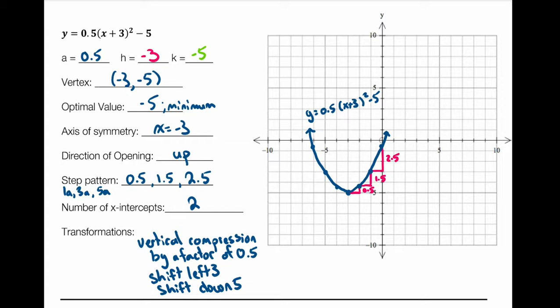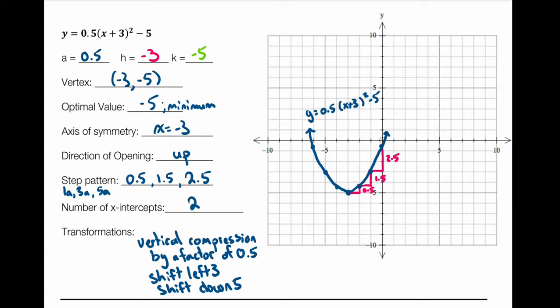For the number of x-intercepts, if we plotted our vertex -3, -5, and then saw that the direction of opening was up, that tells us that we're going to cross the x-axis in 2 spots. So we'll have 2 x-intercepts. Our transformations, because our a value is a decimal between 0 and 1, we have a vertical compression by a factor of 0.5, which we can see in our graph because it tends to look wider and shorter than what it normally is. We shifted left 3, and we shifted down 5 as well. So those are the 3 transformations that we have.